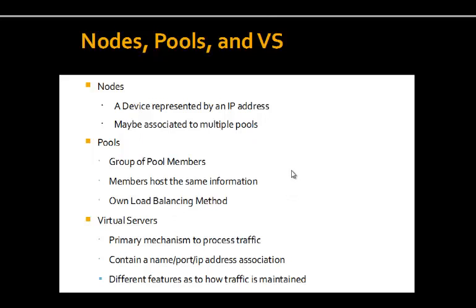A virtual server. What is a virtual server? It is the primary mechanism to process traffic. They do contain a name, a port, an IP address association. Typically a public IP, for example www.google.com. Let's use that example. We'll come down, hit the pool, and then based on its load balancing method, flow down and hit a node. So there are different features as to how the traffic is maintained. Let's take a look at a picture real quick.